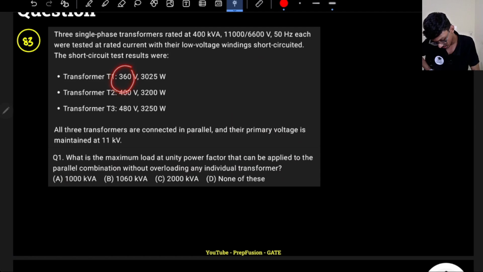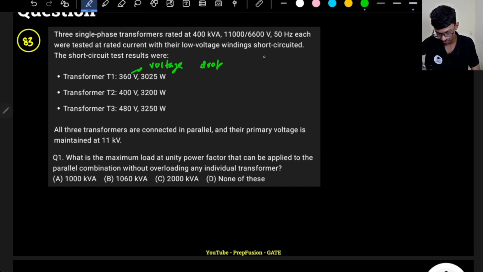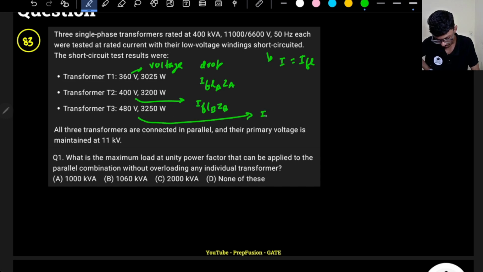And these are the voltage drops when rated current is flowing, right? Short circuit test means I equals IFL. So voltage drop when rated current is flowing. So these are basically IFL into Z. This drop is IFLA into ZA. This drop is IFLB into ZB, and this drop is IFLC into ZC. Okay, as simple as that.